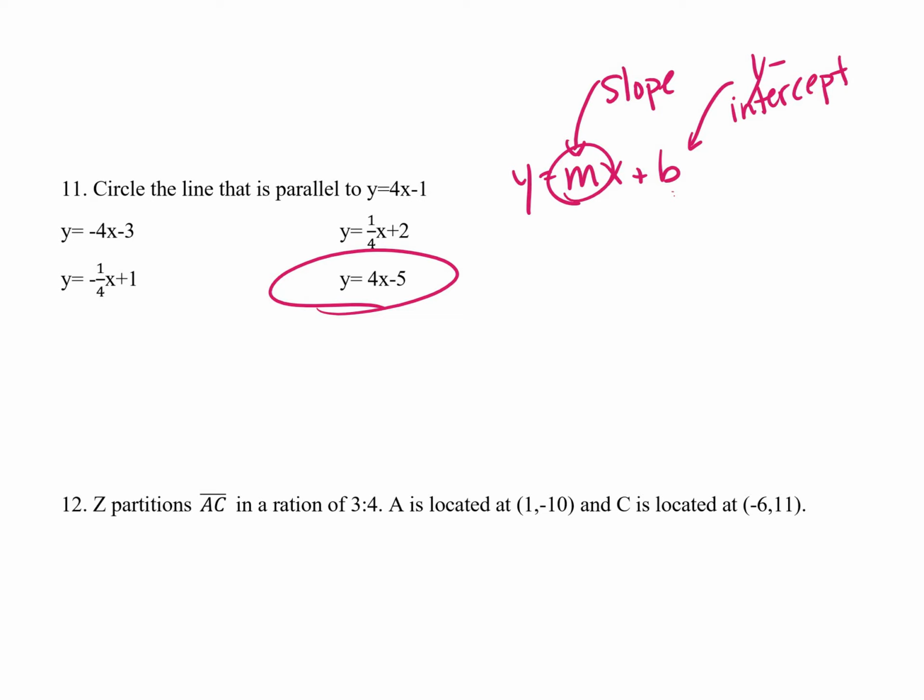If it asks for the line perpendicular, then I would take my slope of 4. I would flip it upside down and make it the opposite sign. So if I'd ask for perpendicular, then you're looking for this answer. Okay?